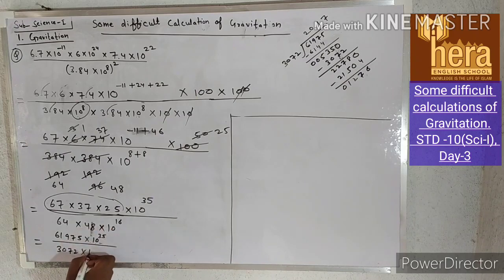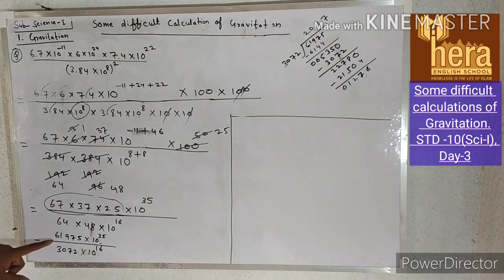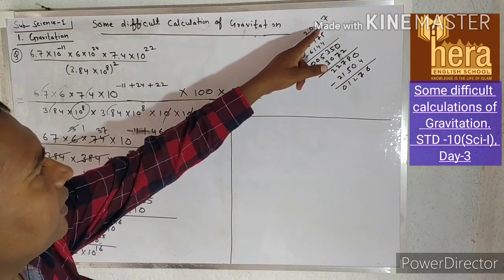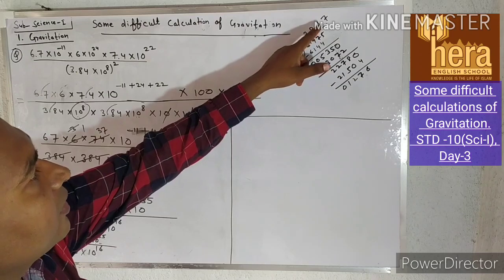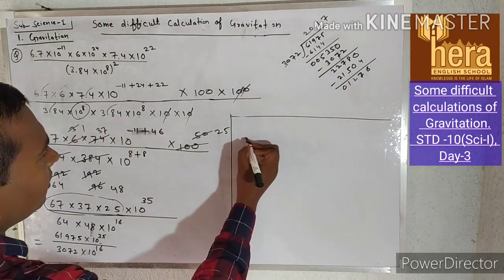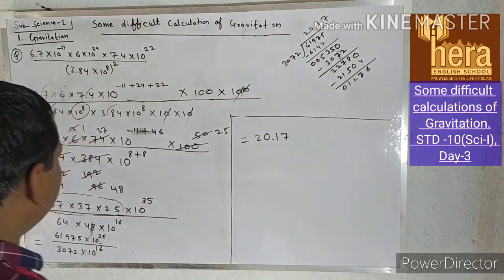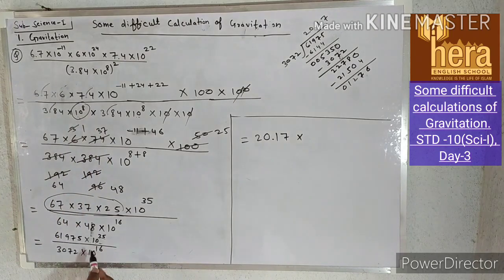16. If you divide 61975 by 3072 you will get 20.17. Take only 2 digits after decimal. So this will be equal to 20.17 into, see, here is 10 raised to 35 upon 10 raised to 16.